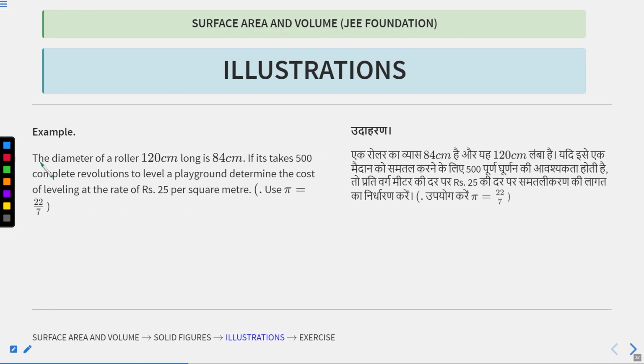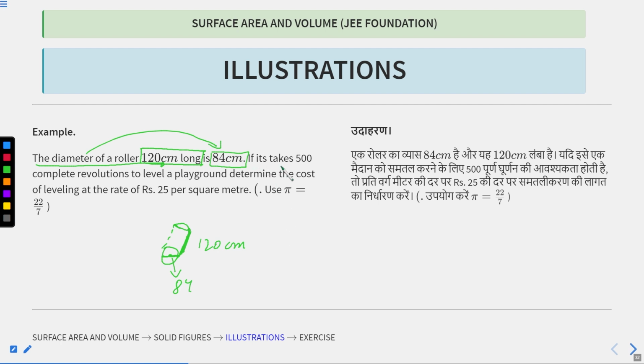Now in this example, the diameter of a roller of 120 centimeter long. So the roller is 120 centimeter long and its diameter is given as 84 centimeter. My roller will look something like this if you see the side view. This will be my diameter of 84 centimeters, and this whole length is 120 centimeter. It will look like a cylinder.